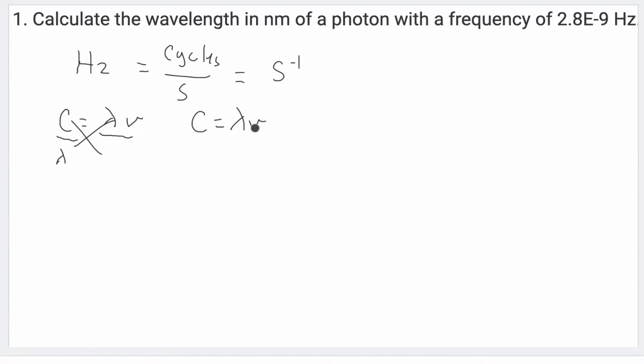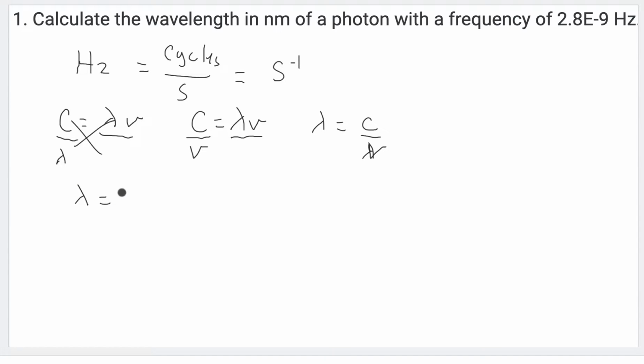So we need to move the frequency. The frequency is on the top, so let's move it to the other side. It will go to the bottom. And so the wavelength will be equal to the speed of light over the frequency. All right, so we can plug in some numbers here.